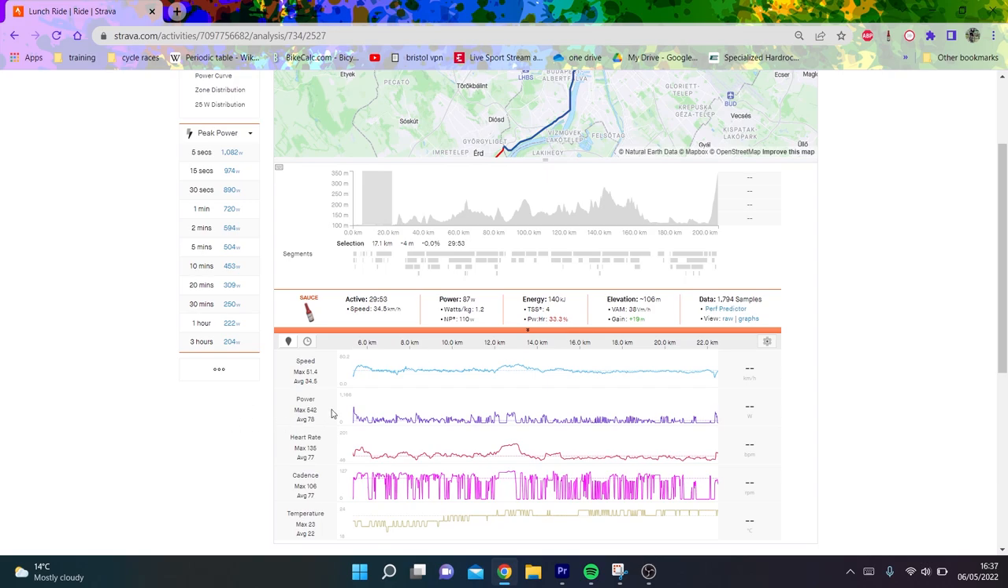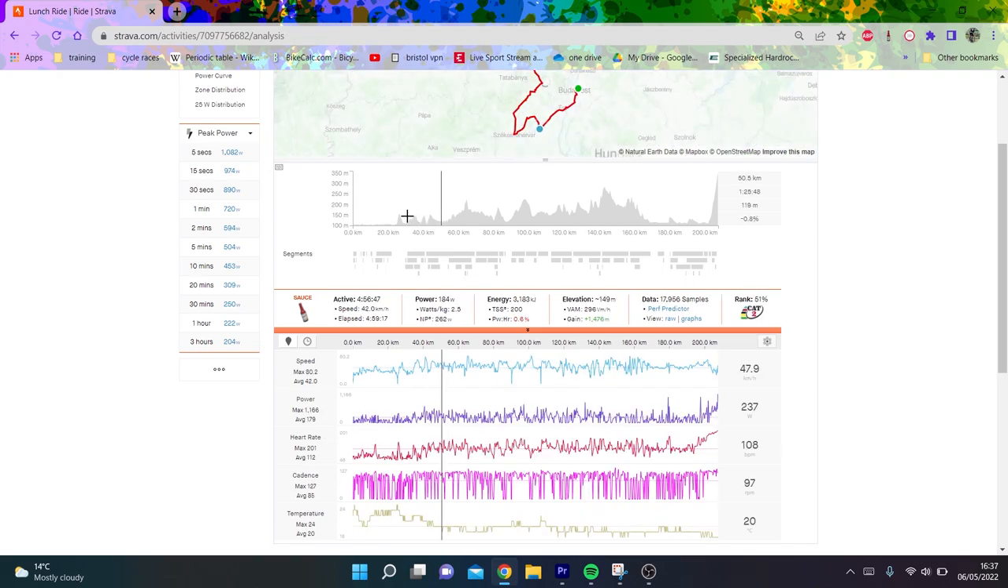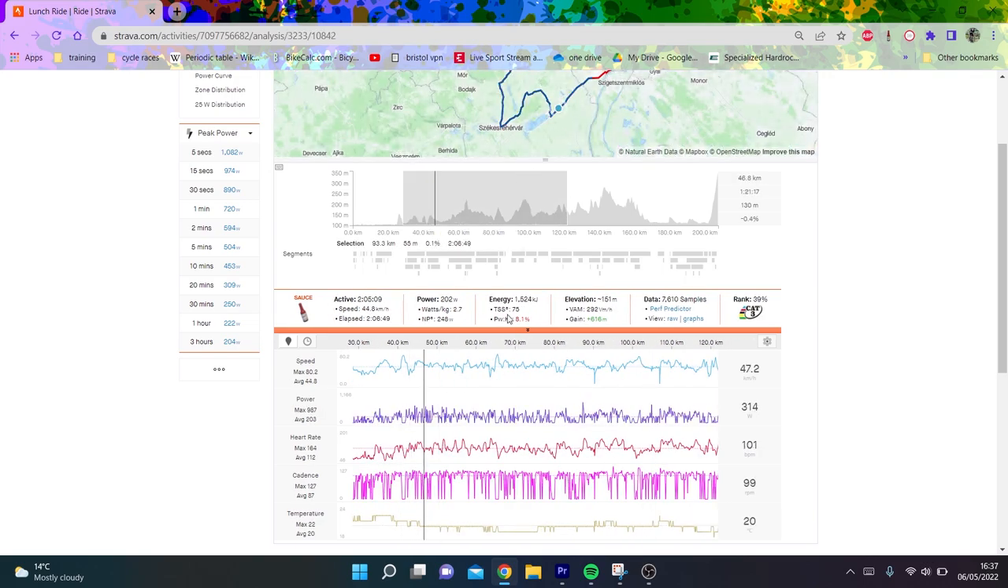So if we look just here, it suddenly goes up to 34.5k an hour for the first 17k, average 78 watts, when the average heart rate is 77. So, not very hard. It doesn't really get much harder. It goes up to 250 normalized here.